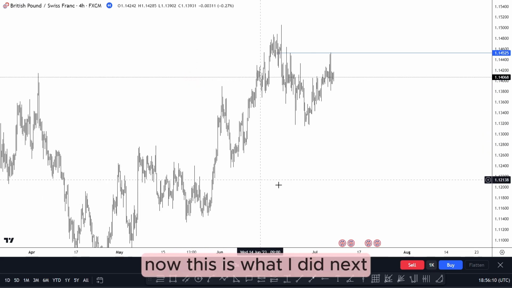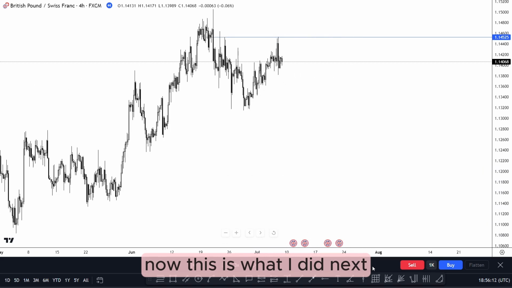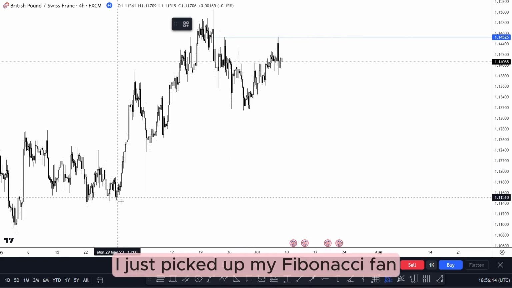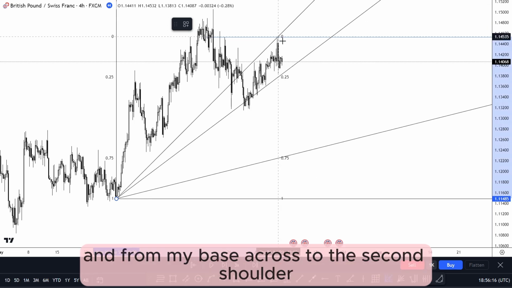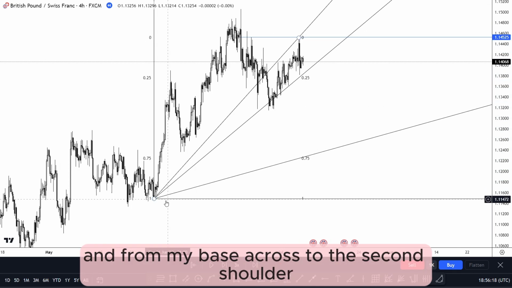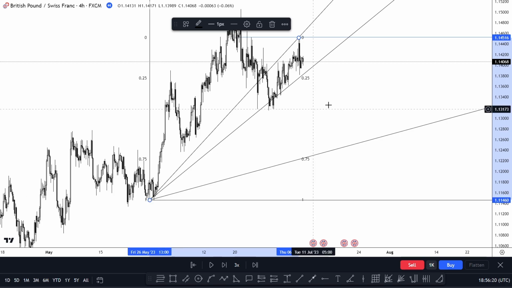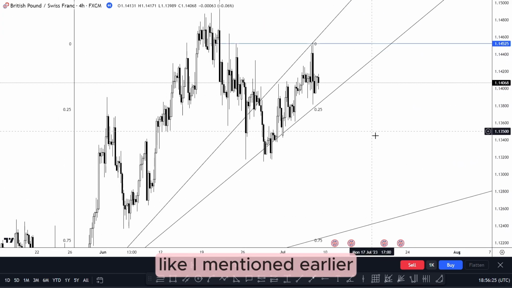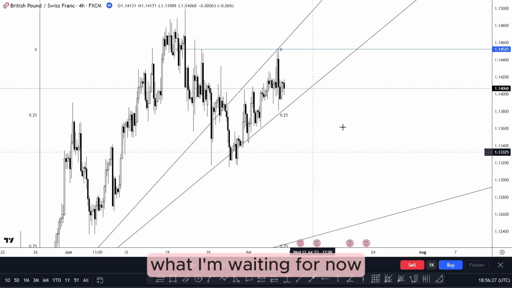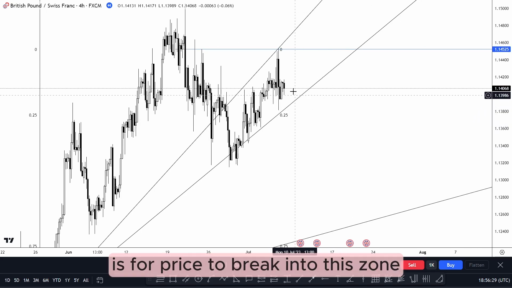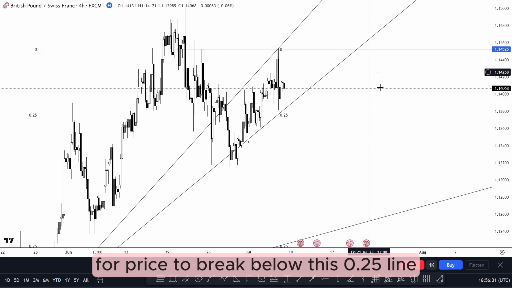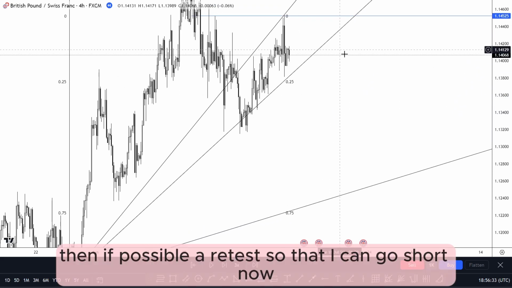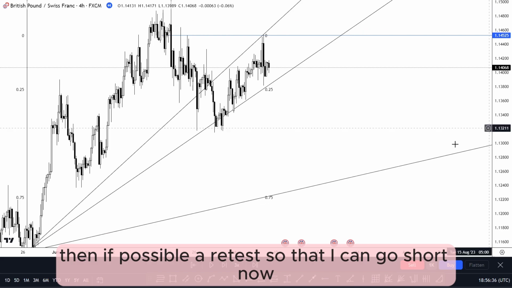Now this is what I did next. I picked up my Fibonacci Fan too, and from my base I cut it across to the second shoulder. Remember, like I mentioned earlier, what I'm waiting for now is for price to break into this zone, for price to break below the 0.25 line, then if possible a retest, then I can go short.